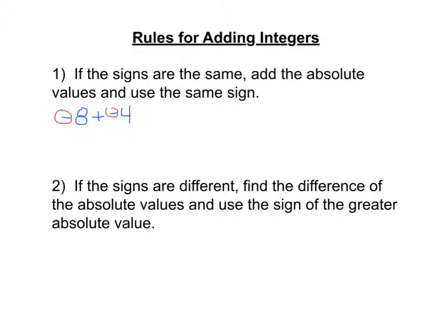So I am just going to know what the absolute values of these numbers are. The absolute value of negative 8 is 8. The absolute value of 4 is 4. I'm going to add those 2 numbers together. I get 12, and I'm going to use the same sign that is present in both of those numbers, so my answer is a negative 12.